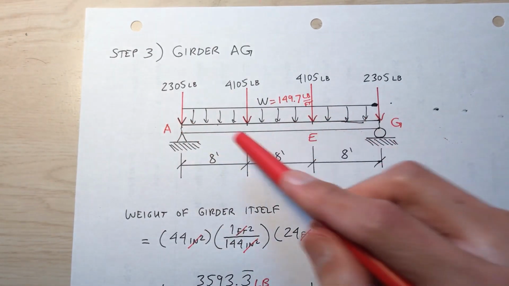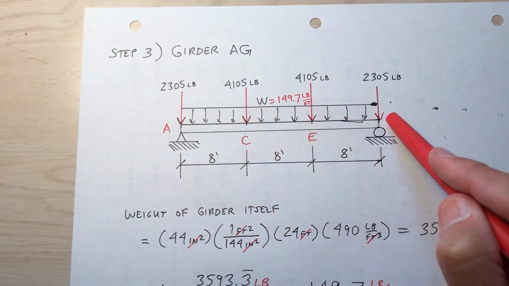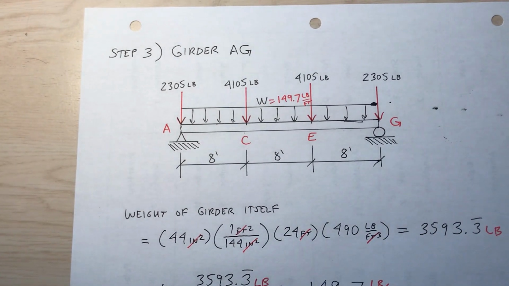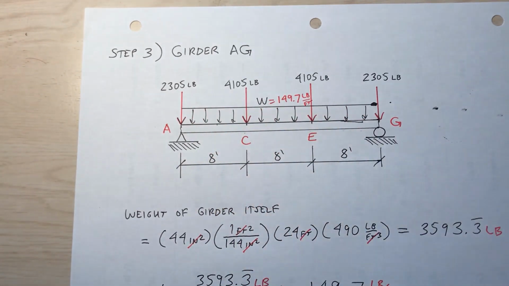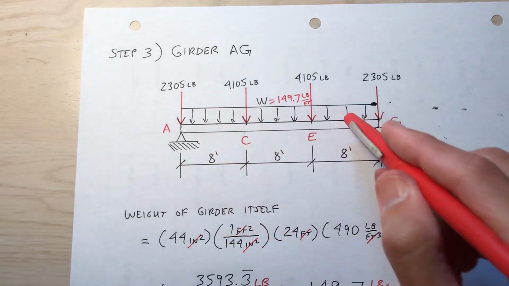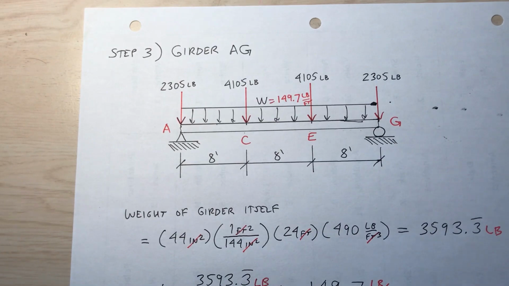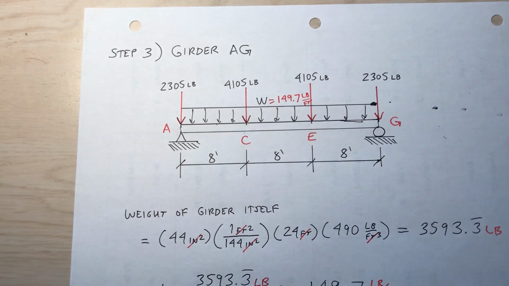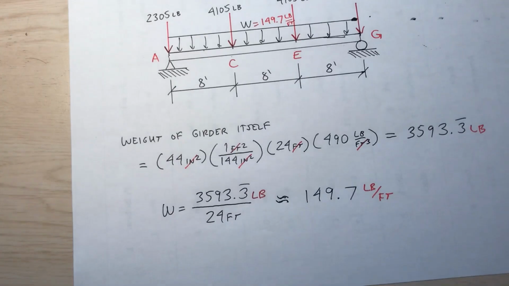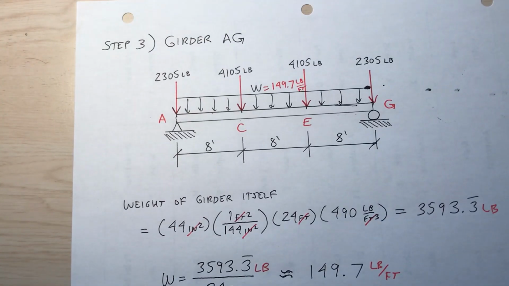So girder AG, I calculated the 4 reactions using the idea of tributary area. I calculated the distributed load, which is the weight of the girder itself. The distributed load here would not need to account for the weight of the concrete slab because that's already been accounted for when I calculated these reactions. So I wouldn't have to calculate the weight of the slab again. That would be double dipping. Okay, so that's my analysis of the girder.